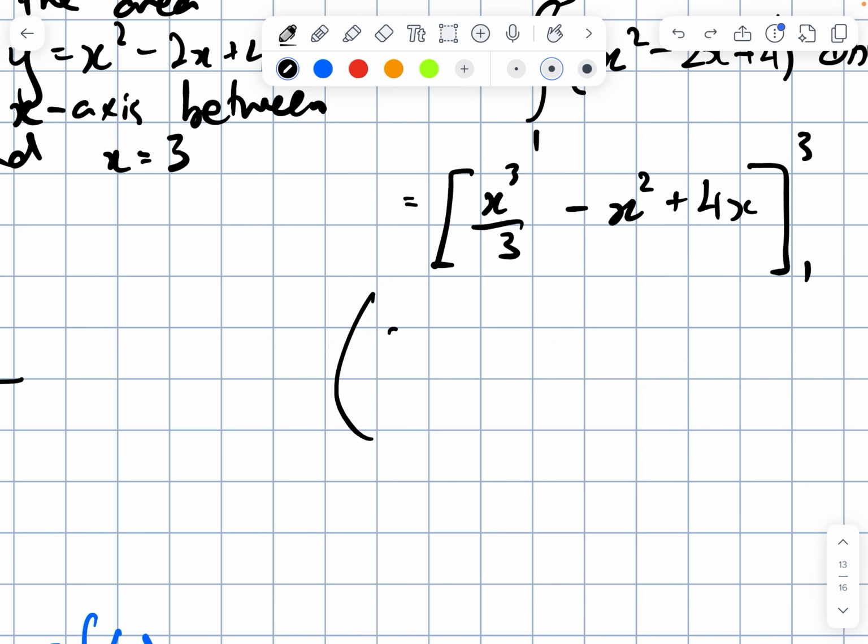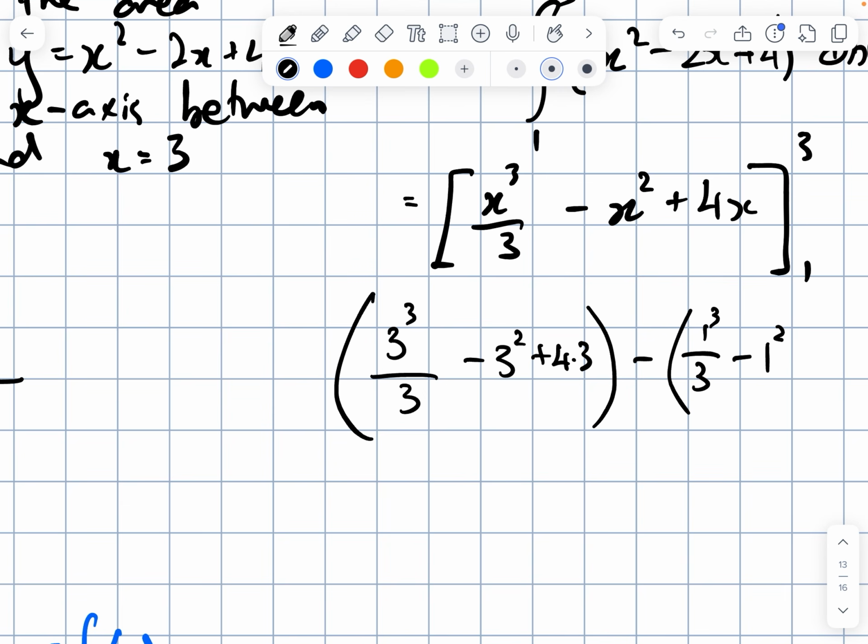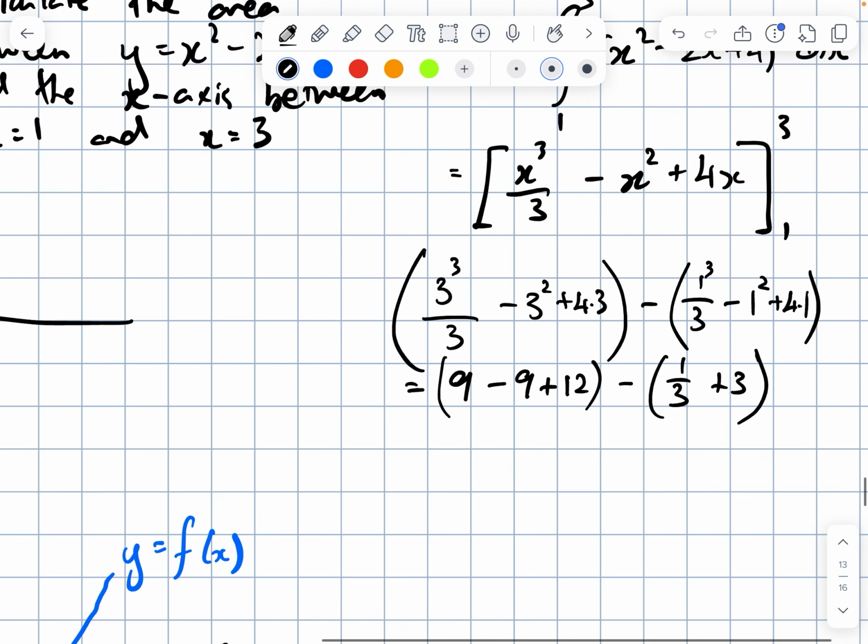So that is 3 cubed over 3 minus 3 squared plus 4 times 3, minus 1 cubed over 3 minus 1 squared plus 4 times 1, which gives us 9 minus 9 plus 12 minus 1/3 minus 1 plus 4, so that's plus 3, which gives us an area of 8.667 to 3 decimal places.